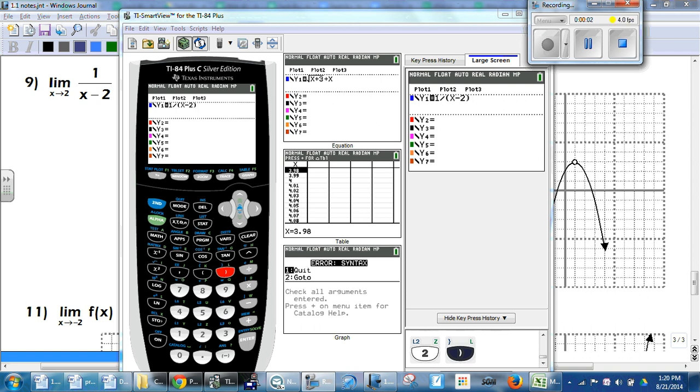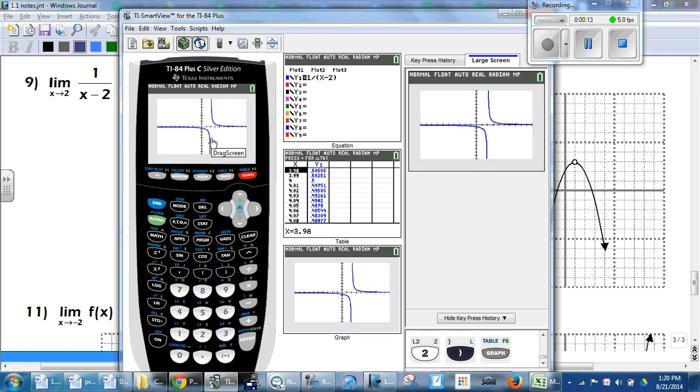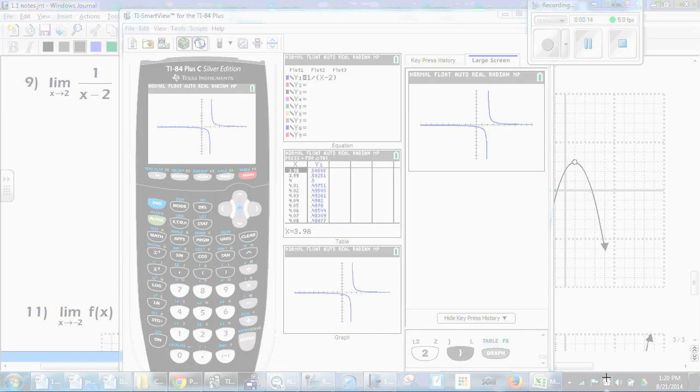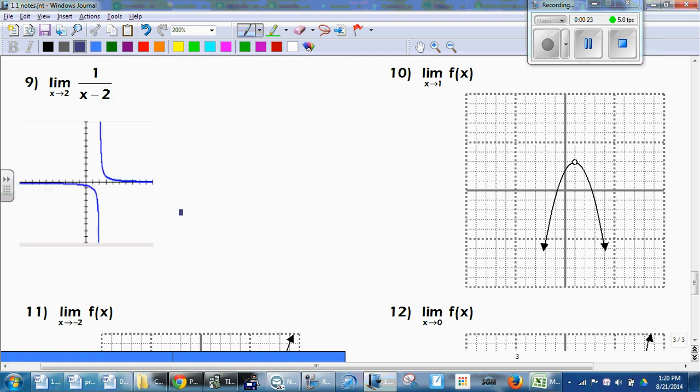Number 9, we're doing this graphically also. I'm going to go ahead and graph this one on our calculator. So if we graph this, we have this rational function that has a couple of asymptotes. And for this problem, I'm trying to find the limit as x approaches 2.